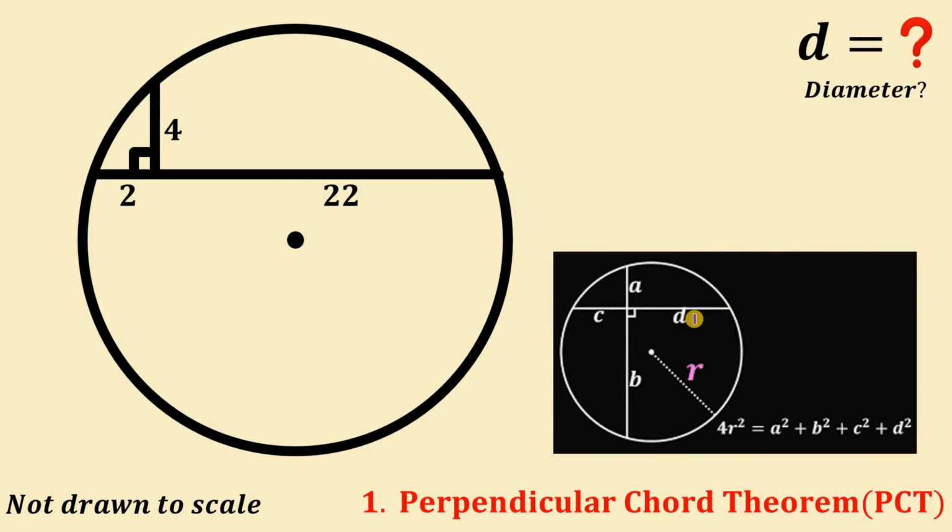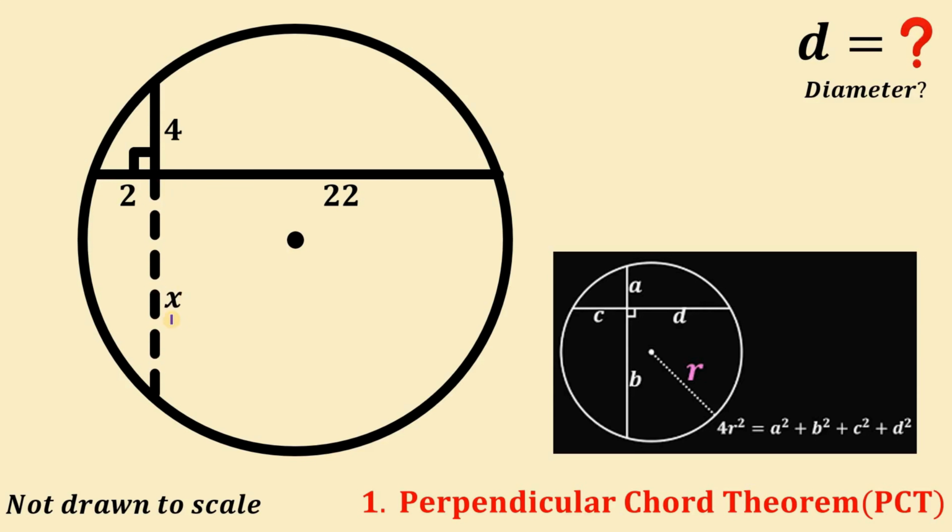Here it is. If we have 2 perpendicular chords like this, then we can use this identity, 4r squared equals a squared plus b squared plus c squared plus d squared. And we will have a proof of this concept or this identity on our YouTube channel. And also, I will put the link on the description of this video. So, we have 2 perpendicular chords. And to do that, we need to extend this segment measures 4 units like this.